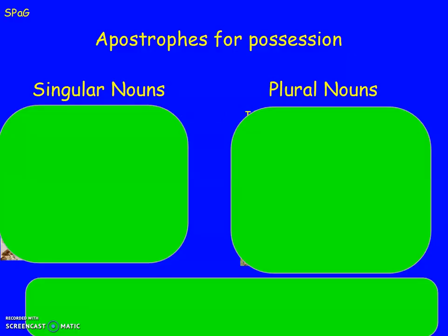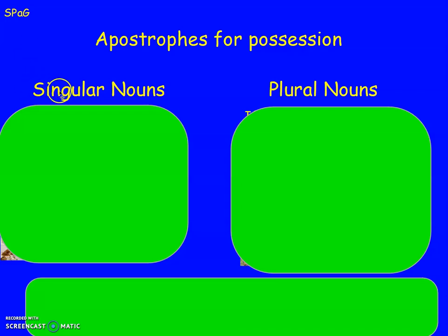In SPAG today, we're going to be looking at apostrophes for possession. We looked a little bit at this last term. Okay, so apostrophes are a little bit like commas, but instead of coming at the bottom of the words, down on the line, they come above the words. And possession means something that belongs to you or somebody else. Okay, so apostrophes for possession, that's our SPAG today.